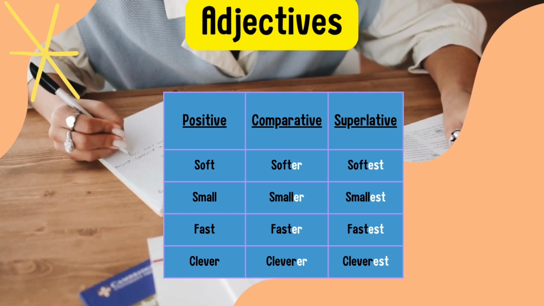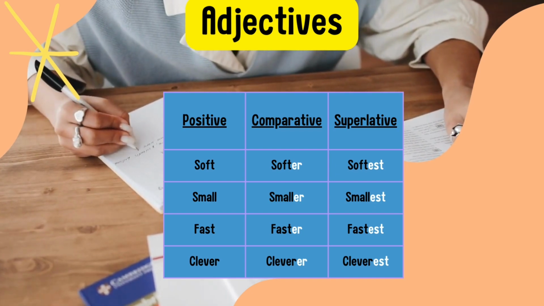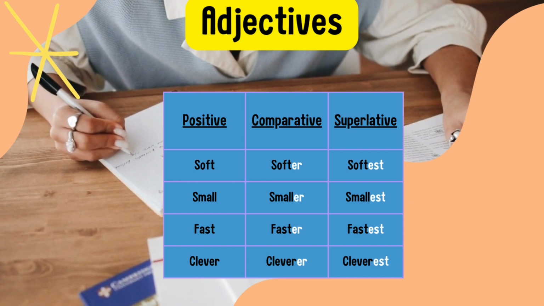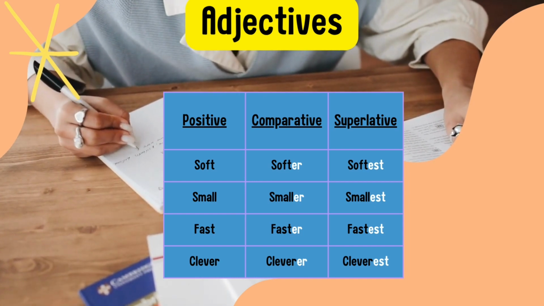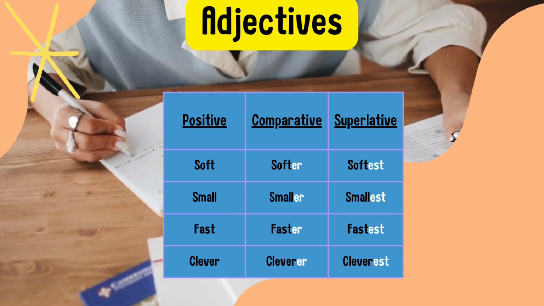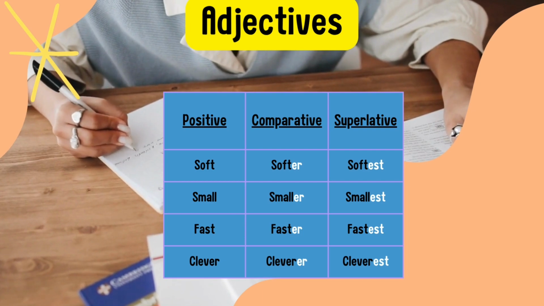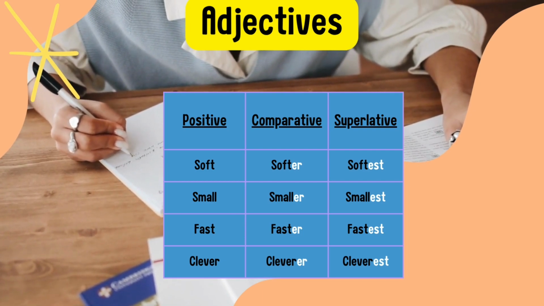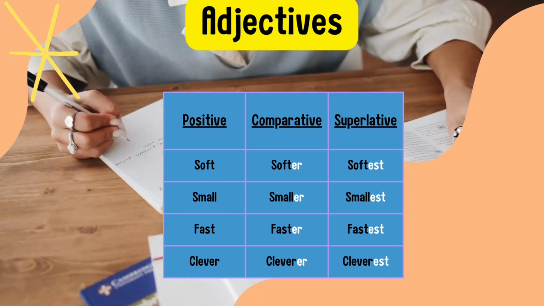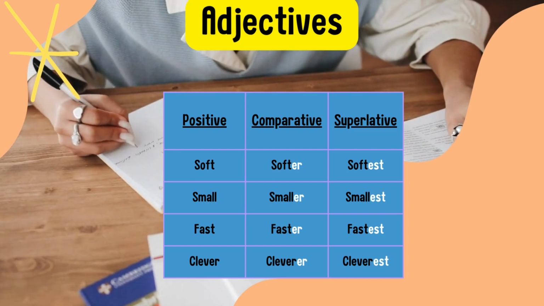In positive degree, the adjective is used to describe the noun, whereas in comparative, the adjective is used to compare two nouns. In superlative, the adjective is used to compare two or more nouns. Let us see different forms of adjectives.